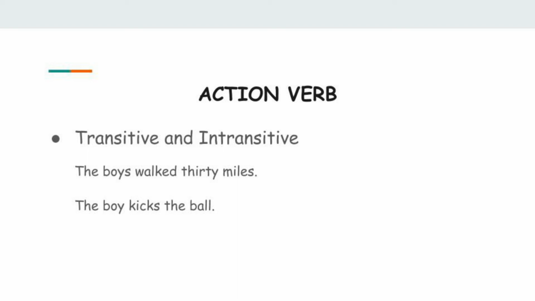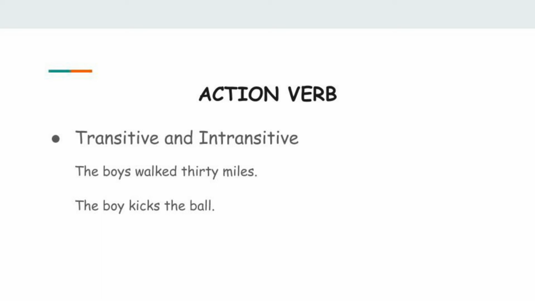Well, the boys walked 30 miles. There is no object in the sentence. So it is an action in itself. It does not need an object to receive the action. So this is an intransitive verb.